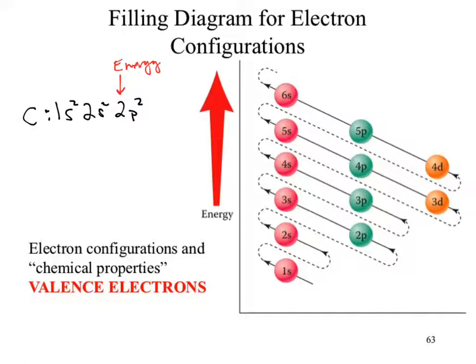Isn't 2s2 also part of that same energy level? Does it start with the number 2? Is it part of the same energy level? Yes, it is. Which means when I look for the valence electrons for carbon, it has 4 valence electrons. So I can get it from my electron configurations. I write out the electron configuration, find the highest energy level, and use the sum of all those electrons.